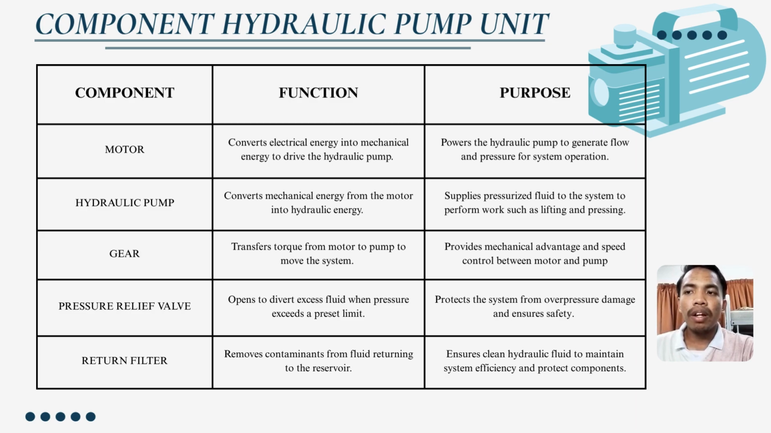Fourth, the pressure relief valve. Function: open to divert excess fluid when pressure exceeds a preset limit. Purpose: protect the system from overpressure damage and ensure safety. Fifth, the return filter. Function: to remove contaminants from the fluid returning to the reservoir. Purpose: ensure clean hydraulic fluid to maintain system efficiency and protect components.